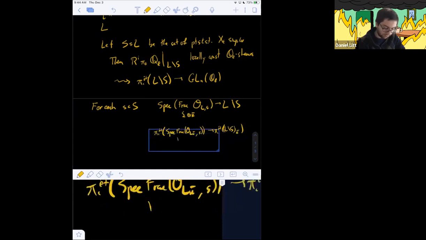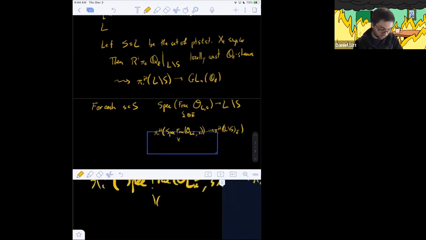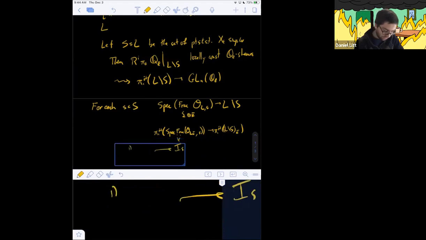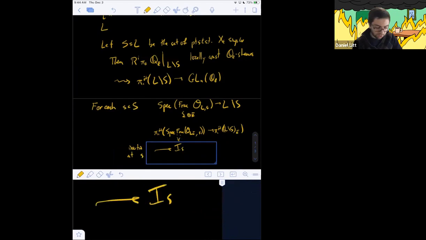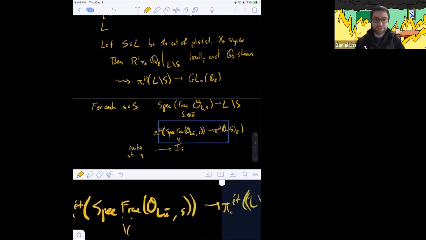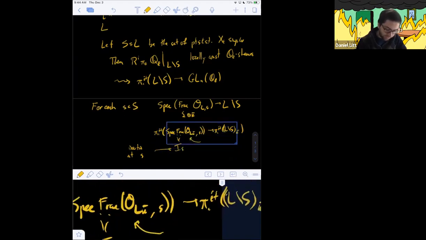Okay, and this group here is what's called I_S, the inertia group at S. Okay, so this is pi 1 of a field, so it's actually a very concrete object. It's just the absolute Galois group of this field. Okay, and what is this field? It's also pretty concrete. So this field, frac O L k bar S.